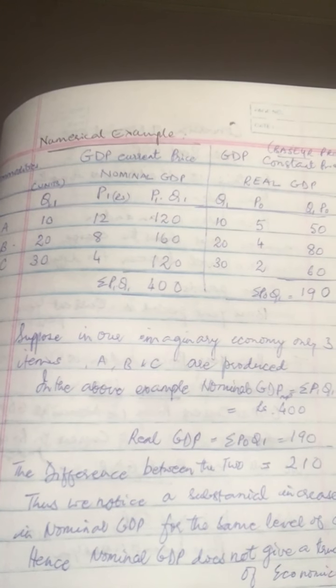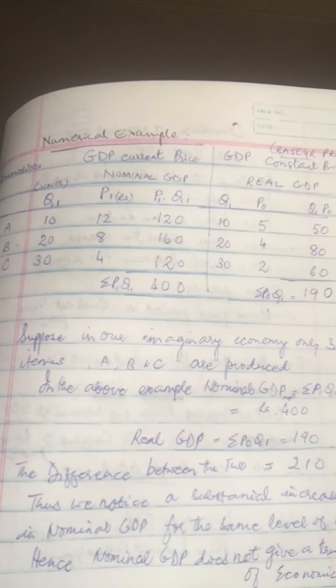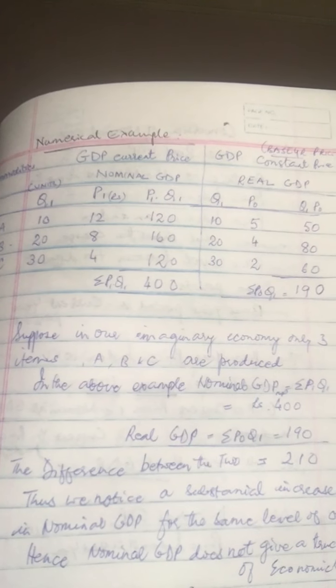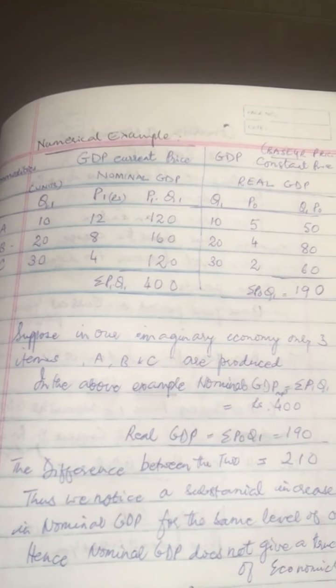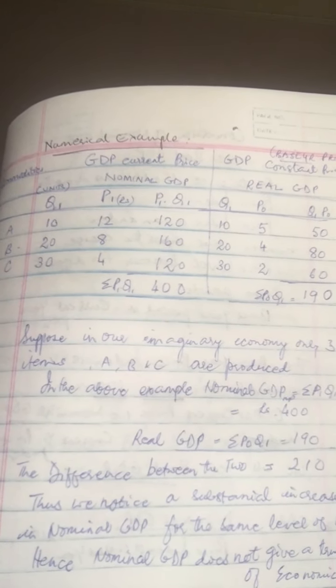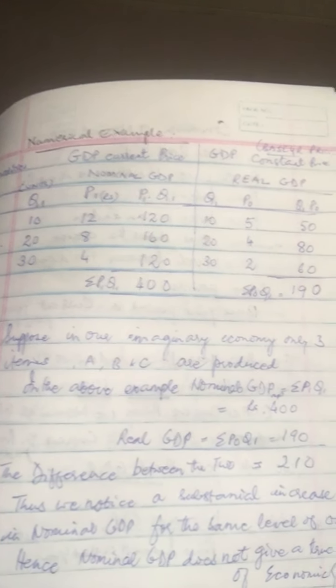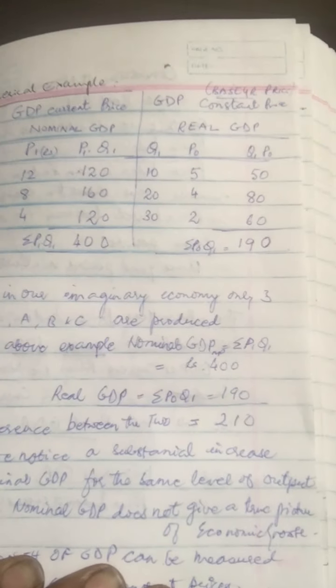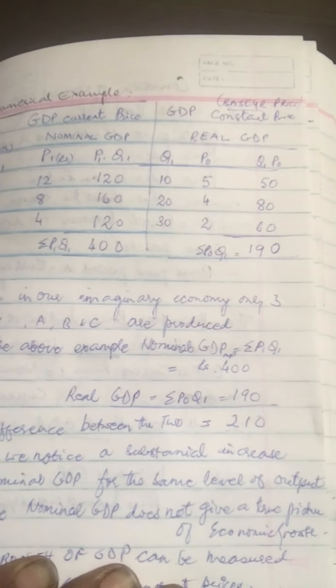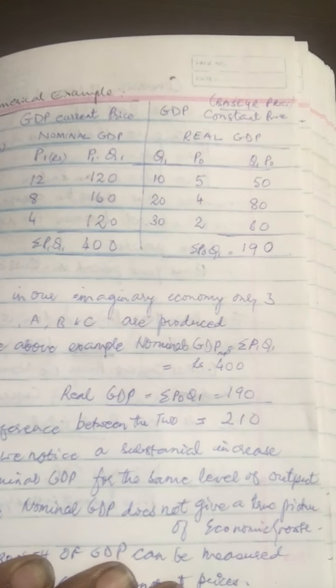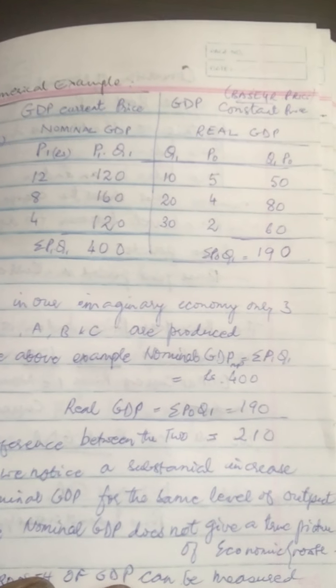And then what is GDP at current price? We get P1 into Q1. So A is 120, B is 160 and C is 120. And when you get sigma P1 Q1, that means you sum them up, and what you get is 400. So that is nominal GDP or GDP at market price.